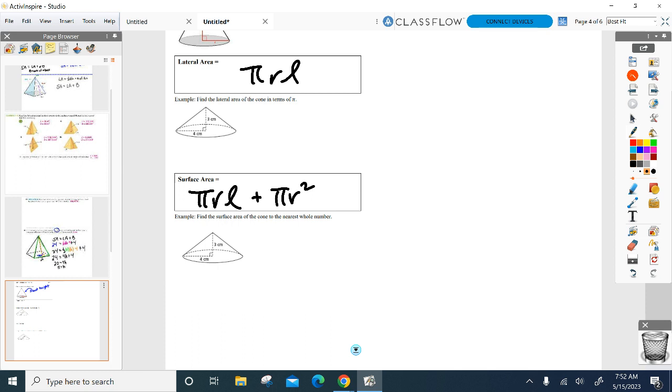Find the surface area now, same cone. So everyone transfer down that 20 pi we just found as the lateral area. We don't need to find it again. Plus pi, what was the radius? 4 squared. And now we're rounding to the nearest whole number.